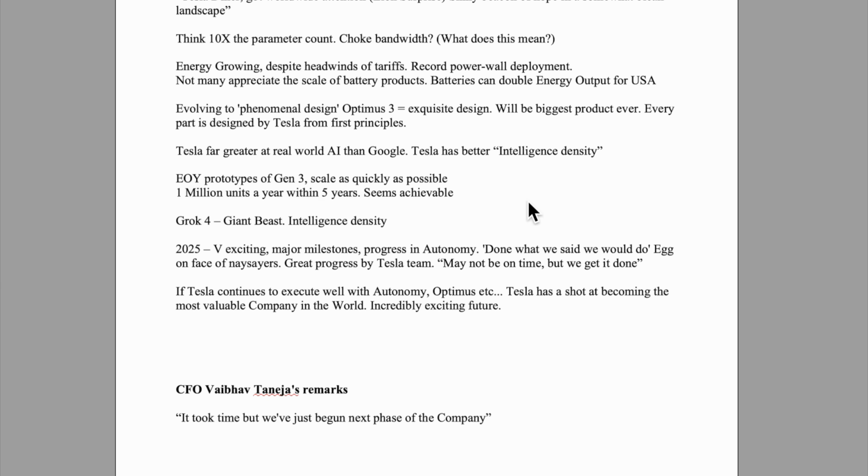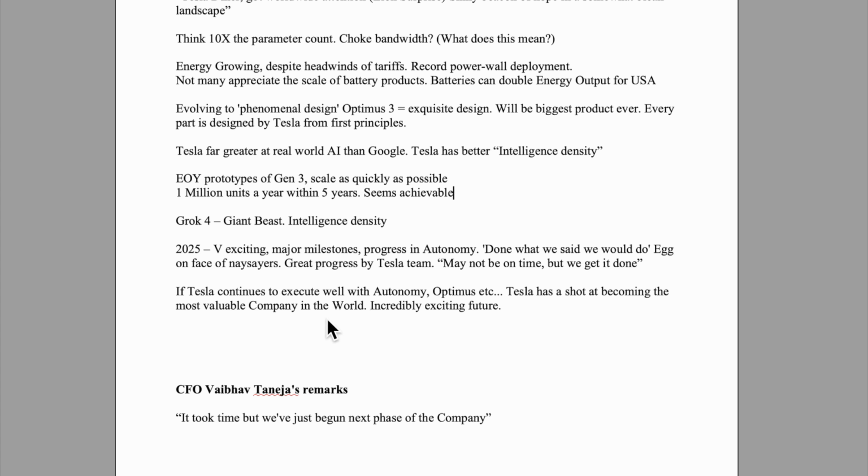He also mentioned that Grok 4 is an absolutely giant beast with extreme intelligence density. And Elon summarizes 2025 as very exciting. Major milestones have been achieved. Progress in autonomy. Tesla has done what we said we would do. And there are plenty of eggs on the faces of naysayers. They may not be on time, but we get it done.